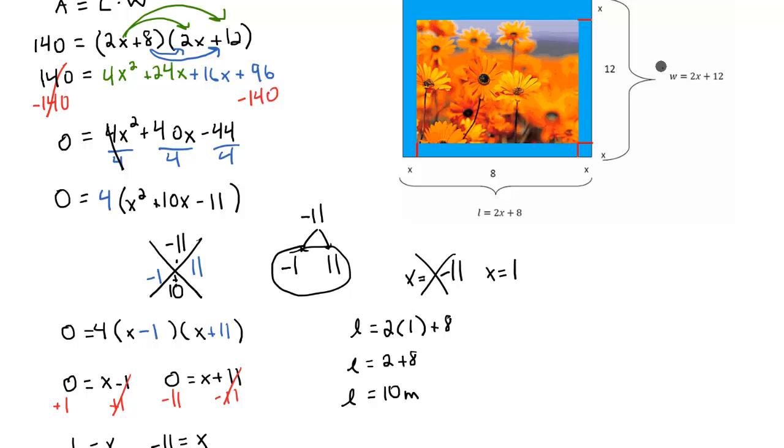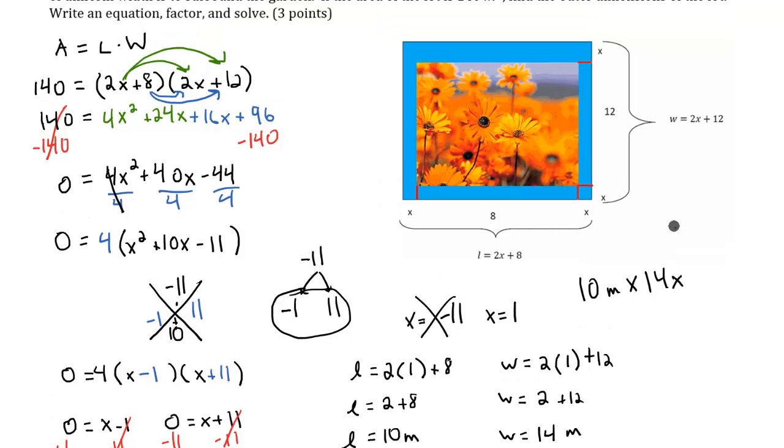We do the same thing with the width. We know that that's 2 times our x, which is now 1, plus 12. So our width is 2 times 1, which is 2, plus 12. And then finally we know that it's going to be 14 meters. So our side is going to be 10 meters by 14 meters. That's going to represent my big ol' rectangle here. Oops, that should be meters, right? So 10 meters by 14 meters.